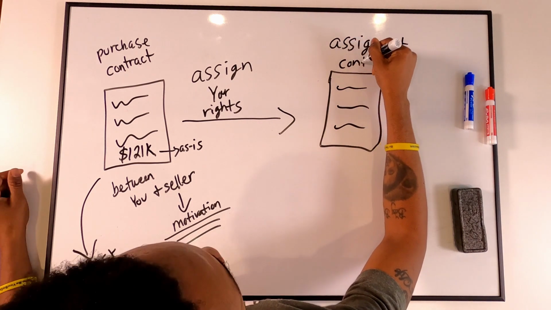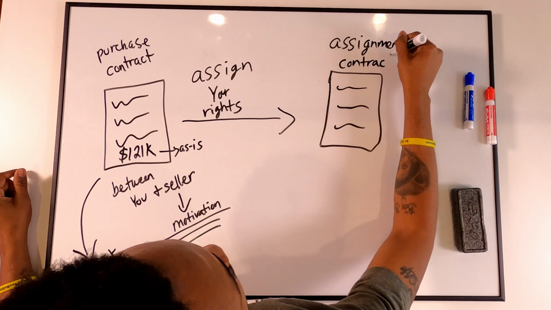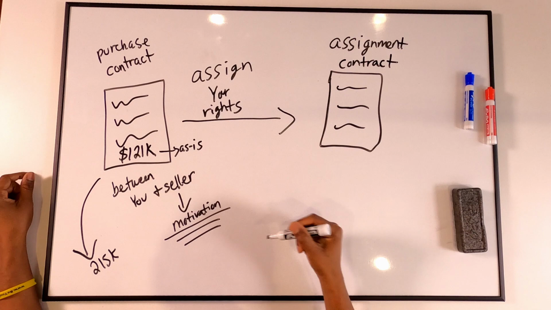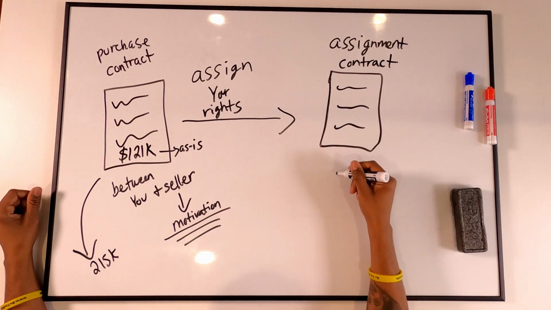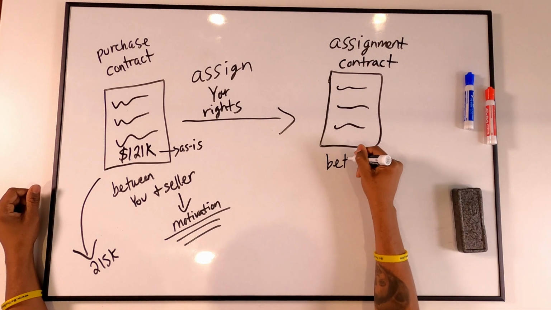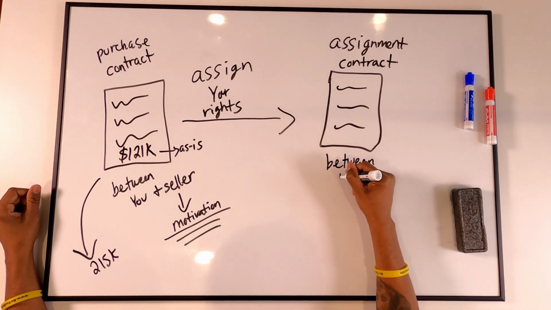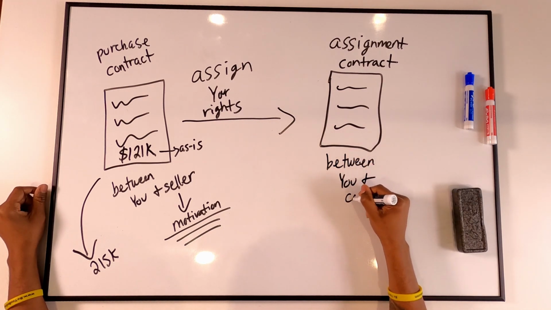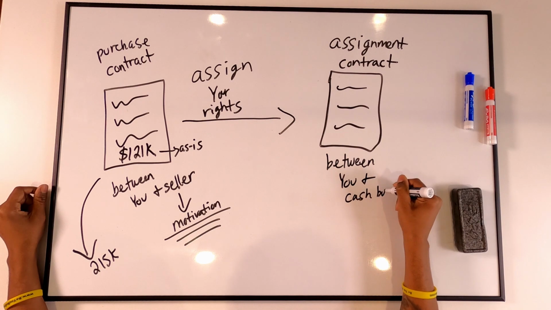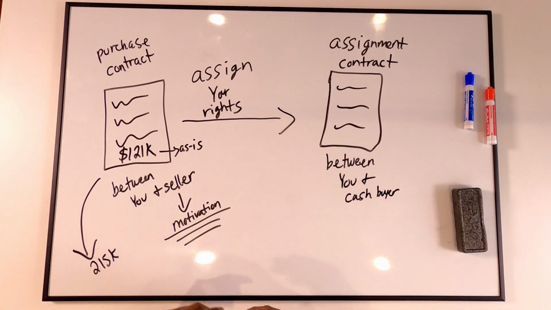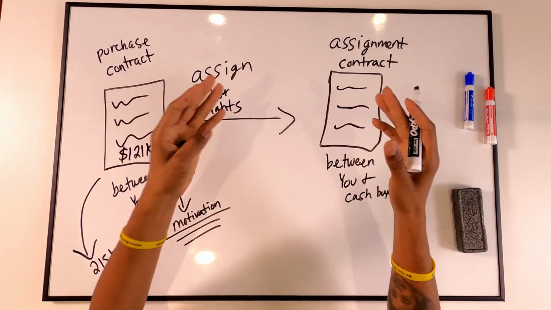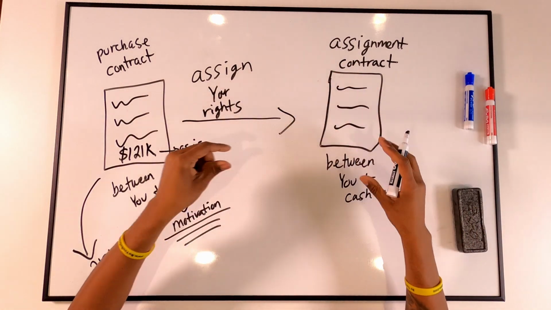Contract or agreement. Some people call it assignment contract, some call it assignment agreement, some call it purchase agreement, some call it purchase contract. It's the same thing. All right. So this is between you and your cash buyer. Now, you have your purchase contract and you have your assignment contract.